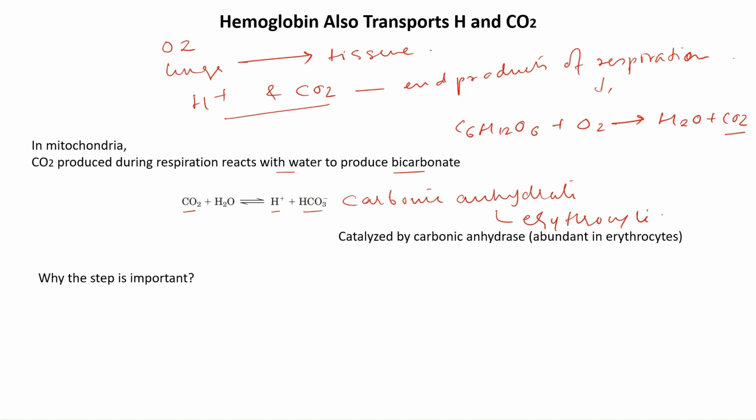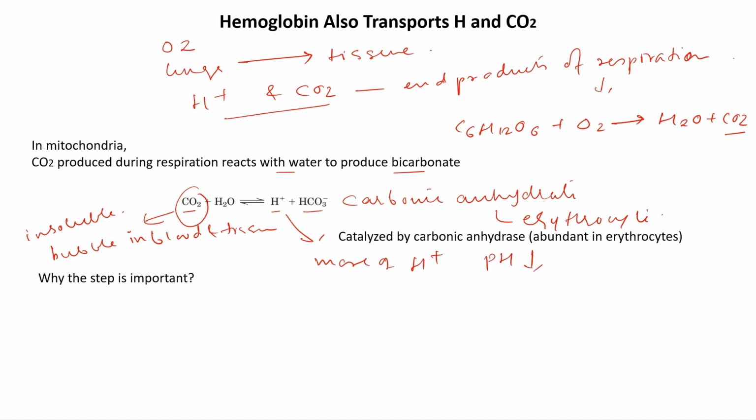Now, why is this conversion needed? First of all, carbon dioxide is insoluble in aqueous solvent, due to which it will form bubbles in blood and tissue if not converted. And the second thing is, during conversion, H plus is released. So more H plus means lower pH. So this pH and the carbon dioxide concentration, or we can say the H plus concentration and the carbon dioxide concentration, affects the binding affinity of oxygen with hemoglobin.